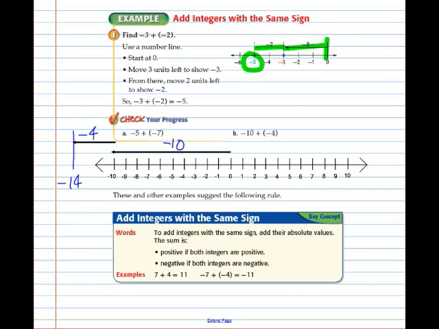These and other examples suggest the following rule. To add integers with the same sign, add their absolute values. The sum is positive if they're both positive, negative if they're both negative. In the example, 7 plus 4, both positive integers, so the sum is positive. In our second example, -7 plus -4, because both integers are negative, the resulting sum is negative.